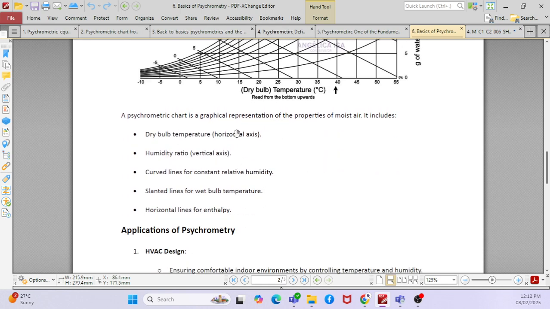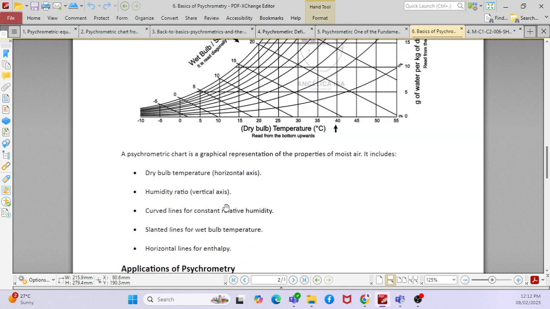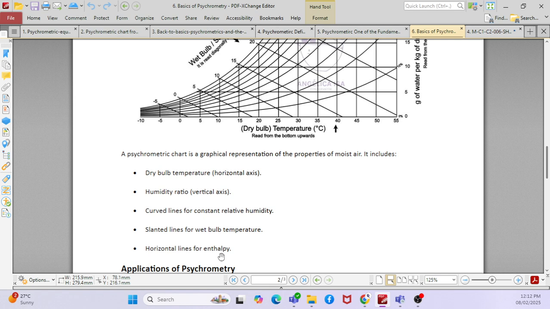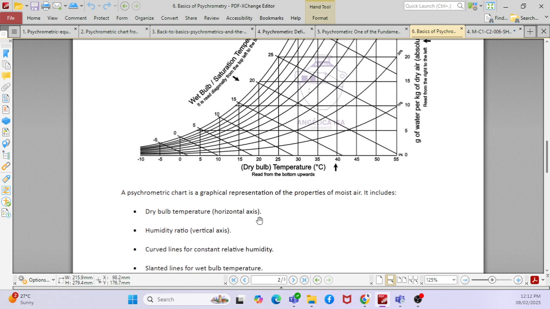So here you can see the psychrometric chart is a graphical representation of the properties of moist air. It includes dry bulb temperature on the horizontal axis, humidity ratio on the vertical axis, and curved lines for constant relative humidity. So this is the curved line, and these are the slanted lines for wet bulb temperature. So this is the wet bulb temperature, and the same line will continue and reach here. That is the enthalpy curve.